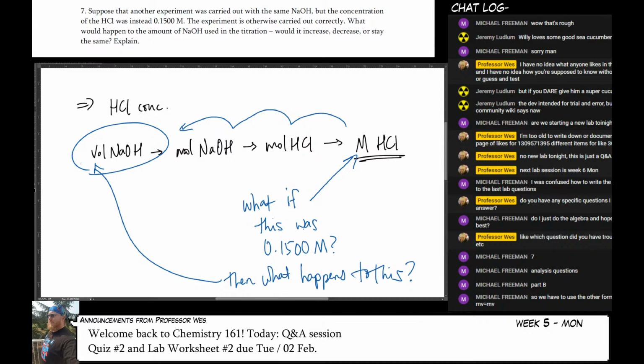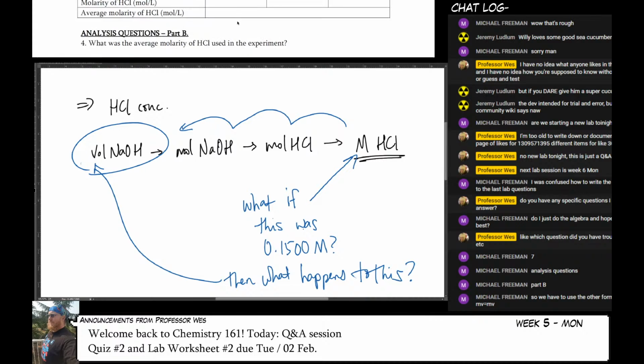Yeah, don't use M1V1 equals M2V2 in this lab because this is not a dilution. So you're doing a titration, so you can't do... There's no formula for titrations. You have to do the stoichiometry. And the way to do the stoichiometry is shown up here.